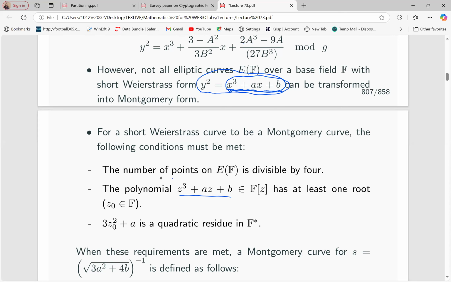And the question is, does this have a root? Can you get the value of X? Can you get the value of Z? If it has a root, then the second condition has been met. You proceed with the third and last condition.